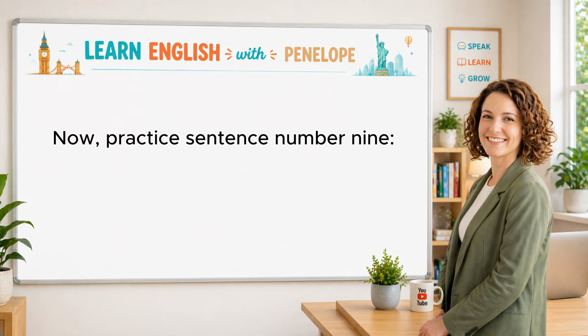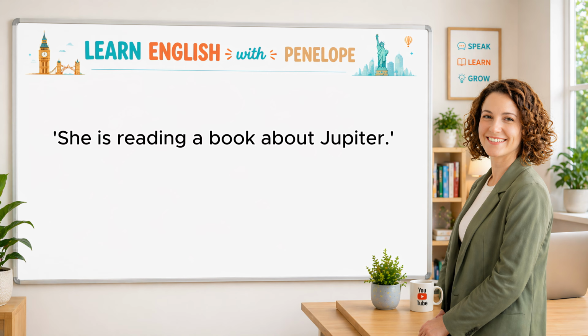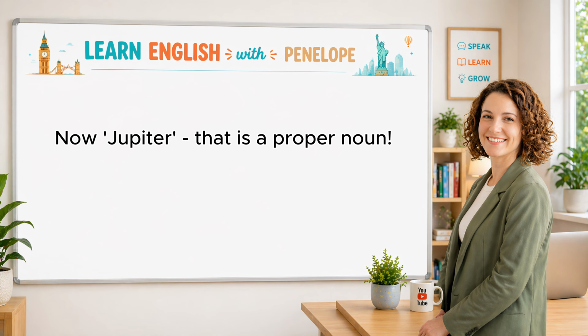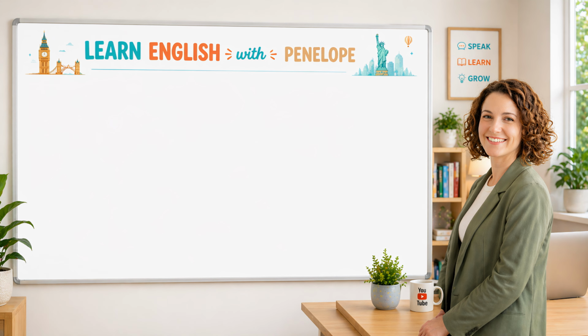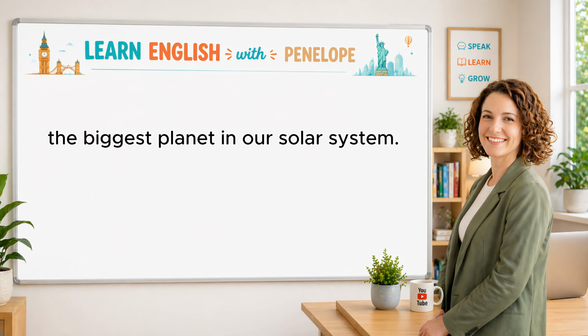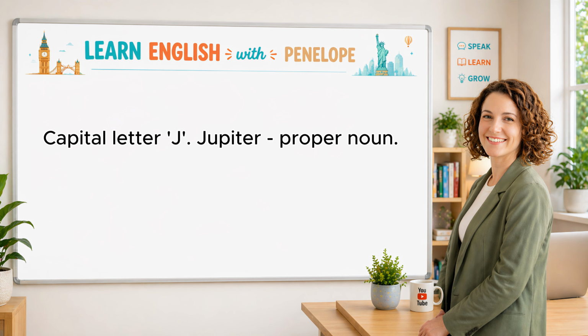Now practice sentence number 9. She is reading a book about Jupiter. Now, Jupiter, that is a proper noun. It is the name of one specific planet, the biggest planet in our solar system. Capital letter J. Jupiter, proper noun.